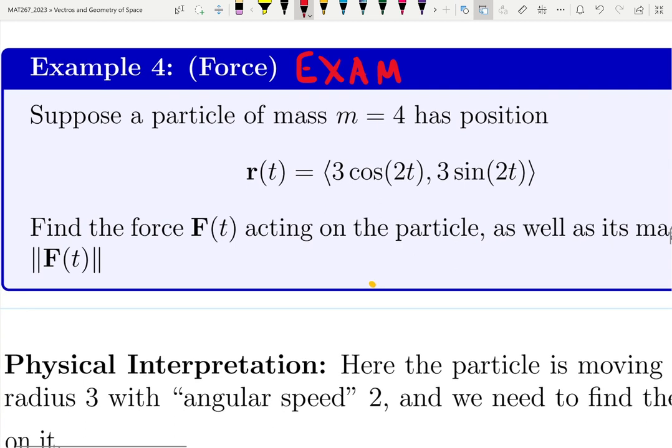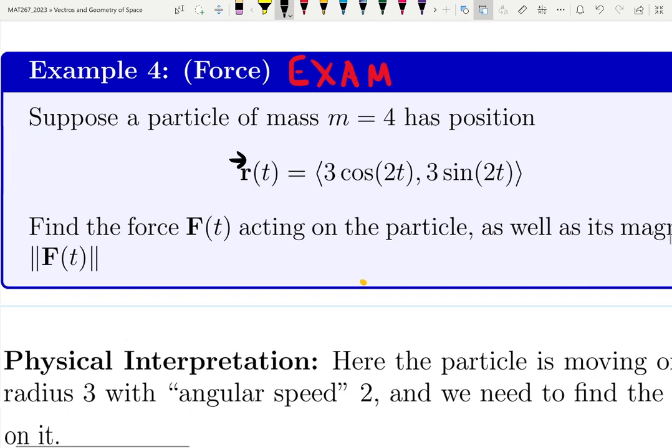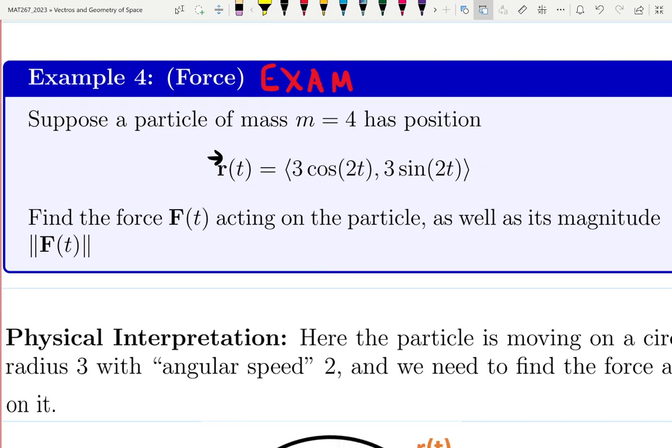Suppose a particle has a mass m, it has a given position. Find the force acting on the particle as well as the magnitude. So force now has a direction. That makes sense. I'm pulling here, not here. So direction matters. But then force also has a strength. Did I pull it just a little bit? So that will be magnitude. All of this makes sense. I feel like if I understand physics, you definitely should, because that is not my specialty. So many people in this class know physics much better than me.